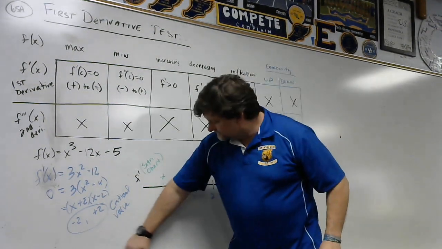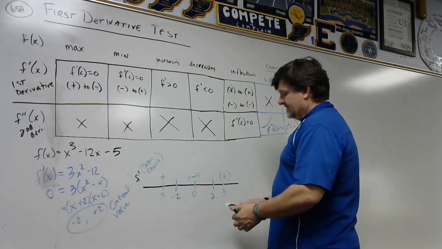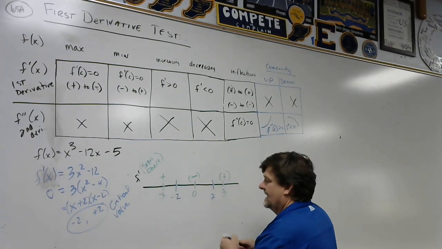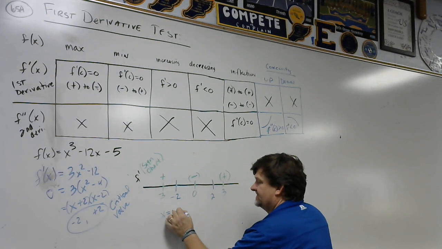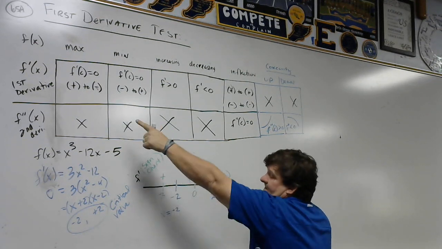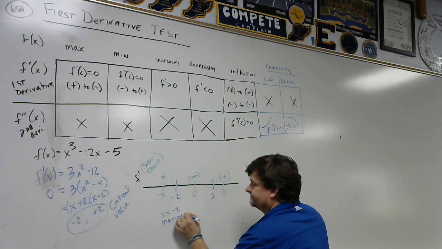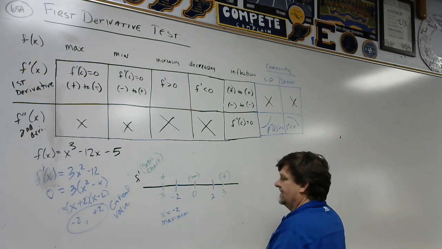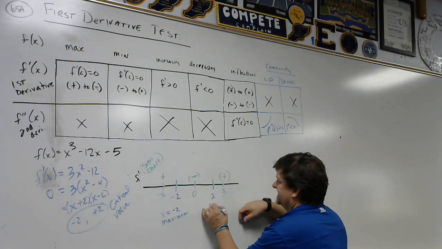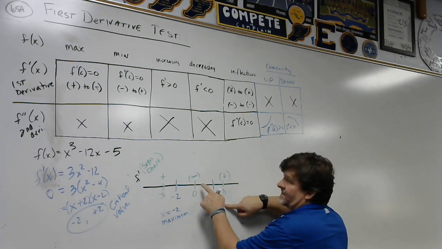So we know a couple of things. We know that this is a critical value. So now I have a critical value, x equals -2, and I go from a positive to a negative, and positive to a negative is a maximum. And I also know that I go from a negative to a positive here at x equals 2, and that is a minimum because I go from a negative to a positive.